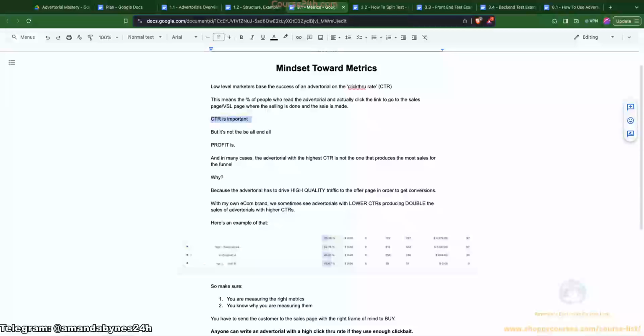And in many cases, the advertorial with the highest click through rate is not the one that produces the most sales or profit. Why? Because the advertorial has to drive high quality traffic to the offer page in order to get conversions. With my own ecom brand, we sometimes see advertorials with lower click through rates producing more than double the sales of advertorials with higher click through rates.